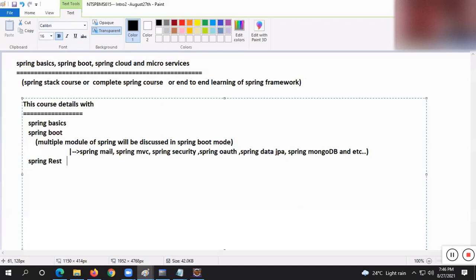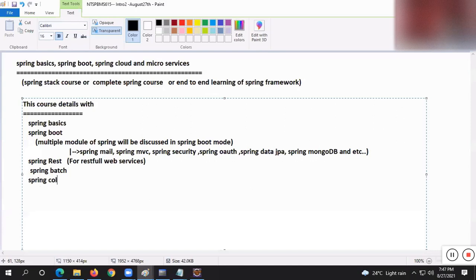For RESTful web services. So no need of learning web services separately. Is that clear? Spring Batch for batch processing, for processing huge amounts of data, boss, huge amounts of data into different formats.